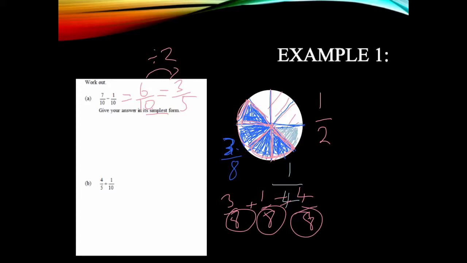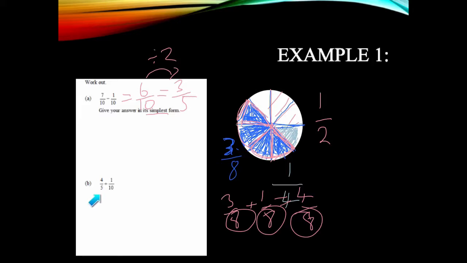It says work out 4/5 plus 1/10. Now in this case we've got an issue. The numbers on the bottom are different. Even though you are really tempted to, you cannot just add the tops and add the bottoms. You will not get the right answer. Okay, I can't stress this enough. Don't add the tops and add the bottoms. You can only add or subtract fractions when the bottom number of each fraction is the same.